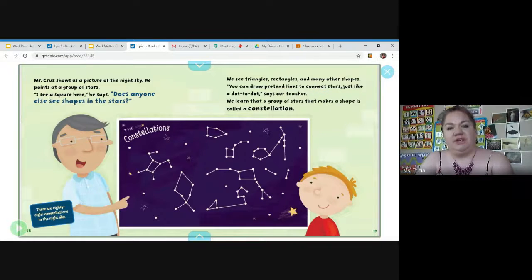Mr. Cruz shows us a picture of the night sky. He points at a group of stars. I see a square here. Does anyone else see shapes in the stars? We see triangles and rectangles and many other shapes. You can draw pretend lines to connect the stars just like a dot to dot. We learn the group of stars that makes a shape is called a constellation. There are 88 constellations in the night sky.